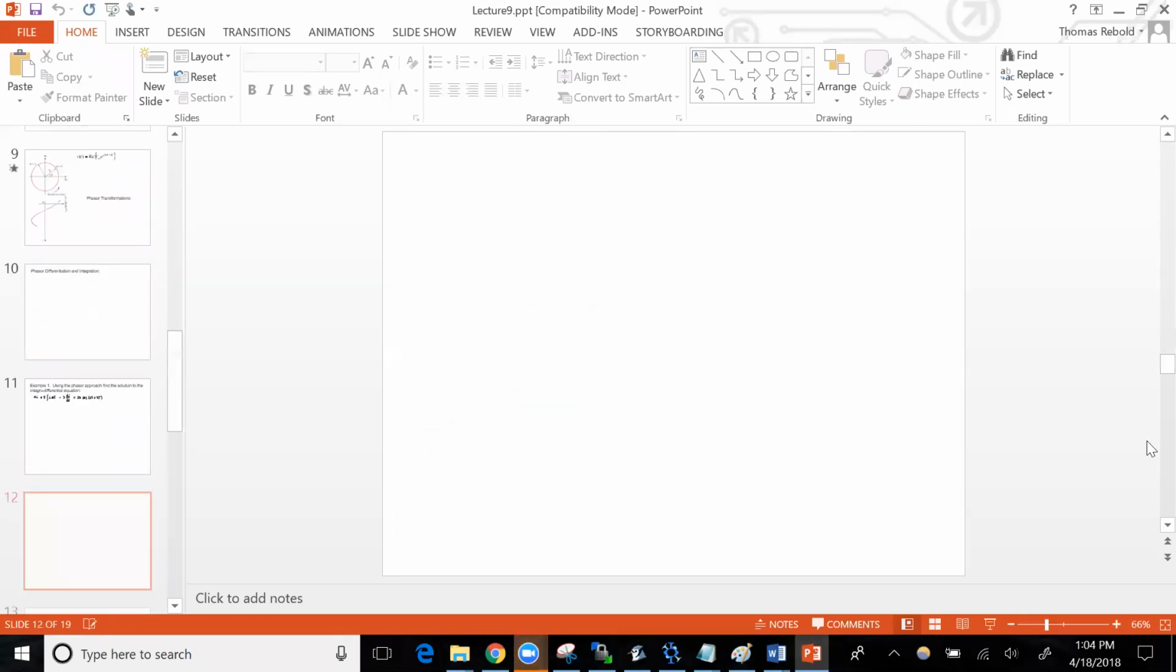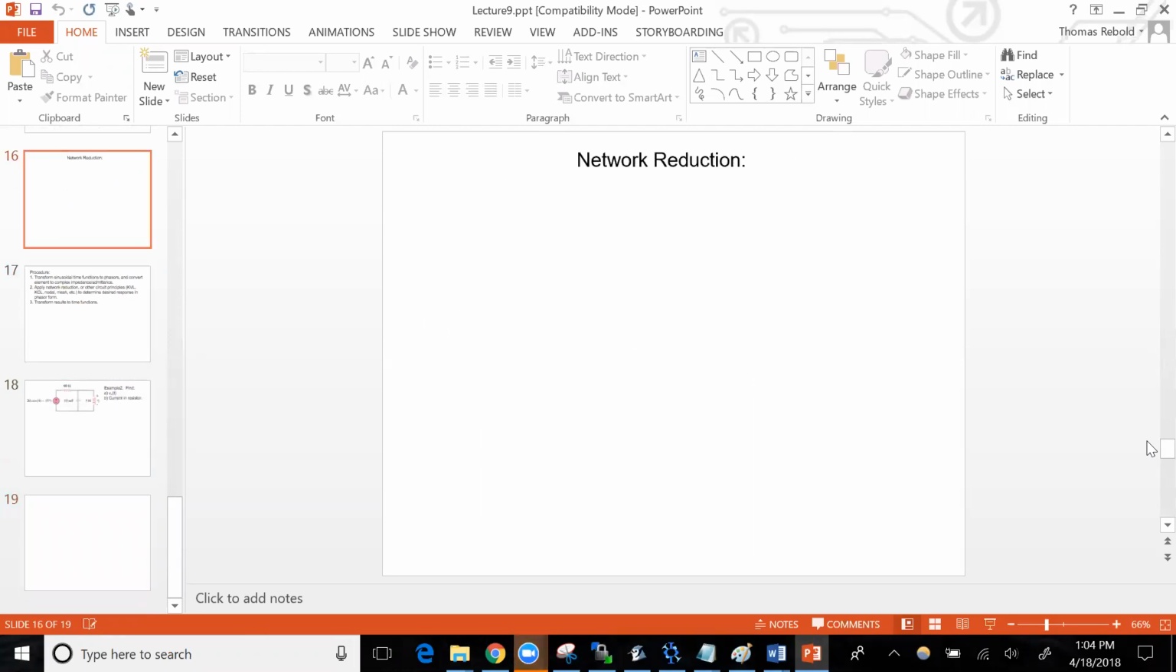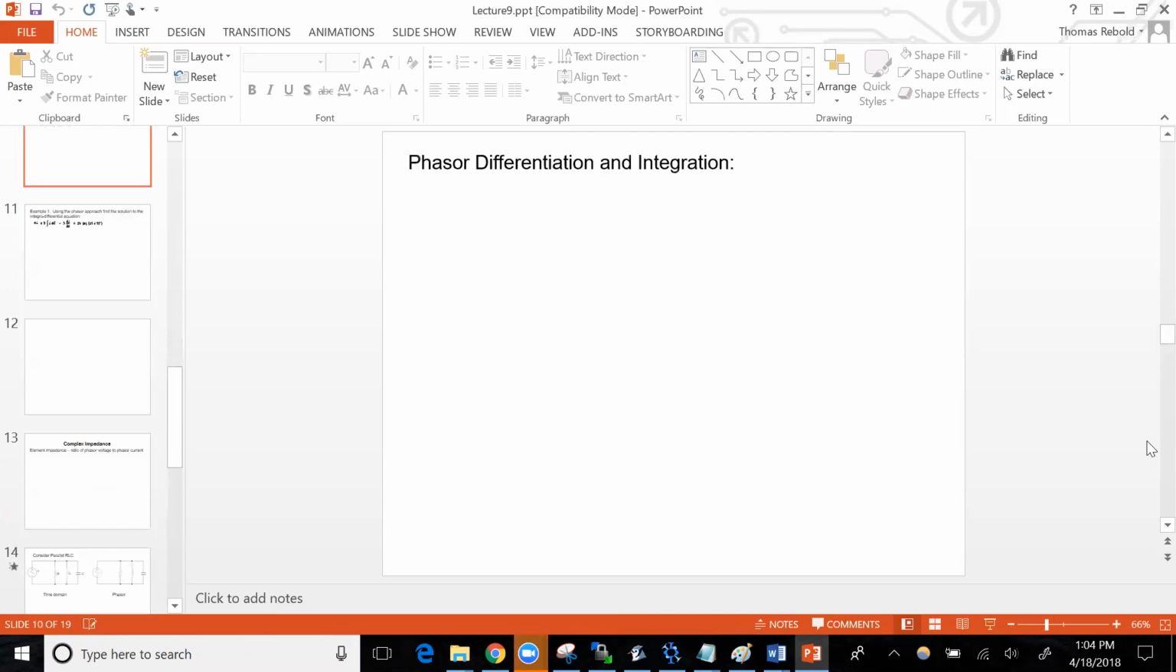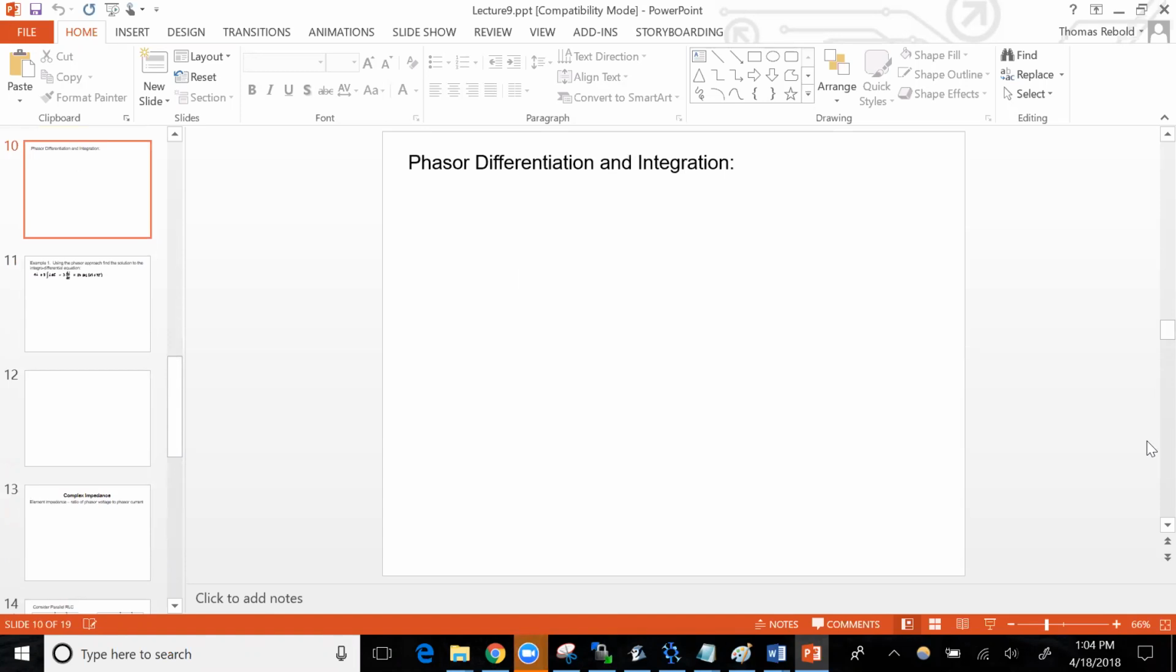I thought we would, let me see, where were we? We got to this idea of phasor differentiation and integration. I think that's when we kind of ran out of time.